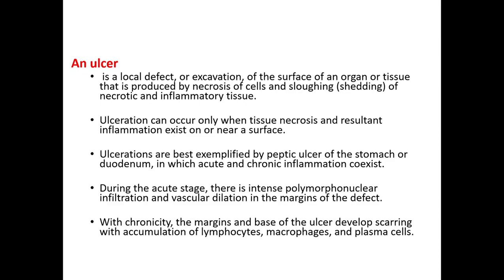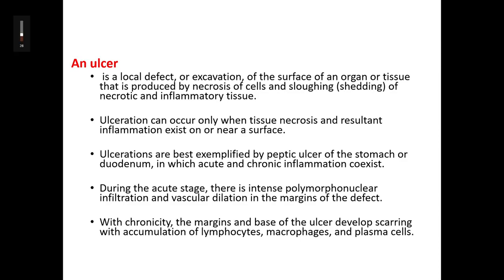So ulceration always involves a surface area, like the surface of the stomach, or a duodenal ulcer, or in the mouth, the aphthous ulcer, any surface in the body, in the conjunctiva. If there is necrosis and shedding of the cells, it will create a cavitation or excavation, and this is called an ulcer.